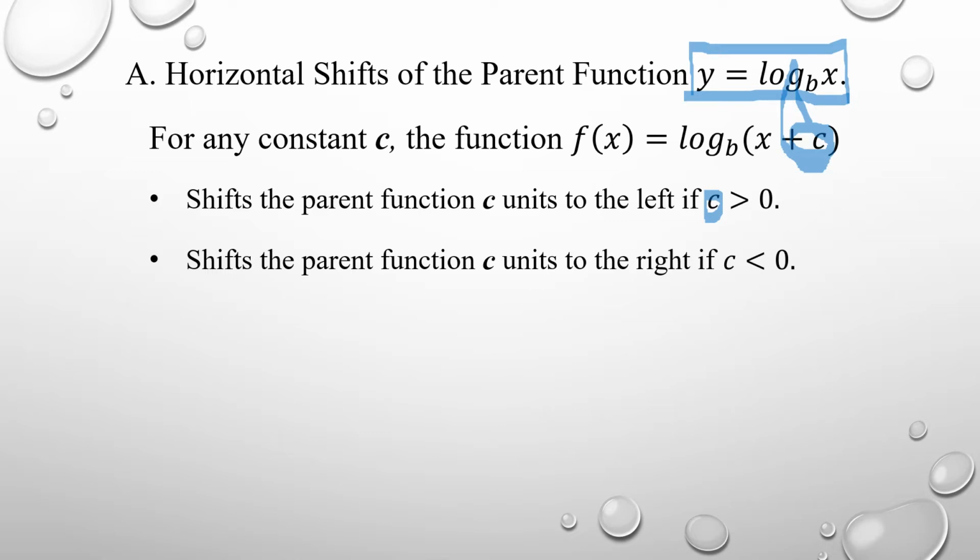Next, it shifts the parent function c units to the right if c is less than 0. Kapag naman less than 0, uusod naman pa kanan ng ating graph c units. So, do not be confused kung makakakita kayo sa ibang references na nagshi-shift ang parent function to the left kapag c is less than 0, at nagshi-shift naman to the right kapag c is greater than 0.